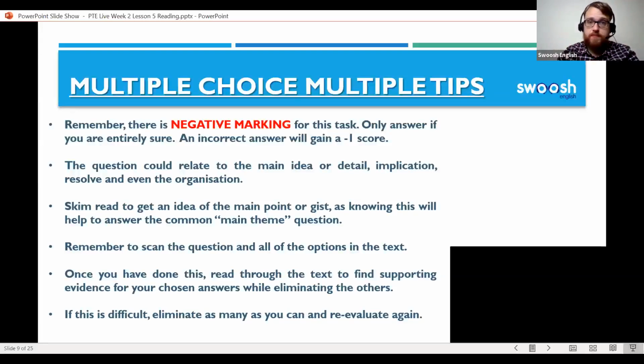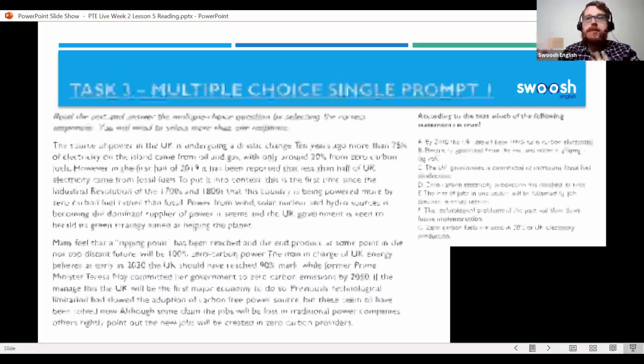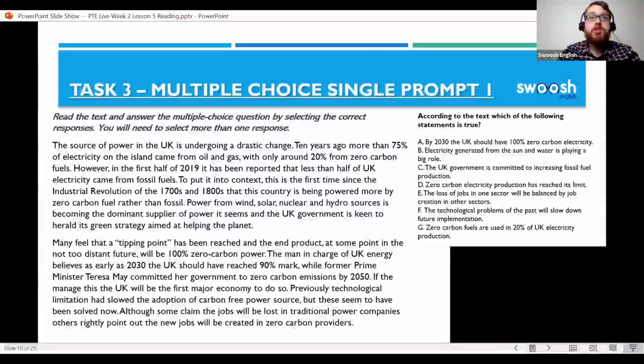This is our strategy. Skim, scan, highlight our questions, read through, cross-reference with each question one at a time, and indicate if they're right or not. Remember, you still need to find the answers which are incorrect as well. All right, let's now get into our first multiple choice single prompt today.